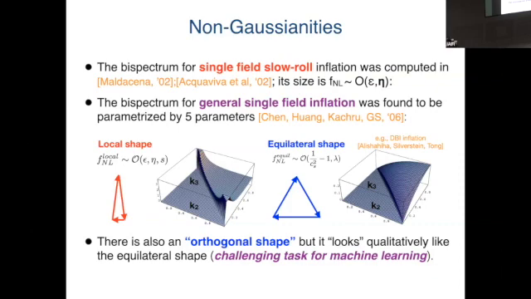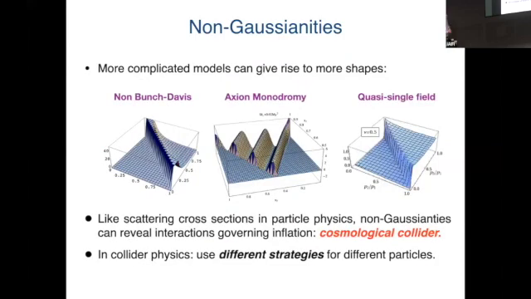So let me inject a personal note here. I was waiting patiently for 17 years for something like non-Gaussianity to be discovered. And I first got interested in machine learning because I was secretly hoping that with all the powerful machine learning methods, we would be able to somehow see that. Maybe not in a very straightforward way, but it's at least certainly something that we could aim for. Okay, now more complicated models can certainly give rise to more shapes.